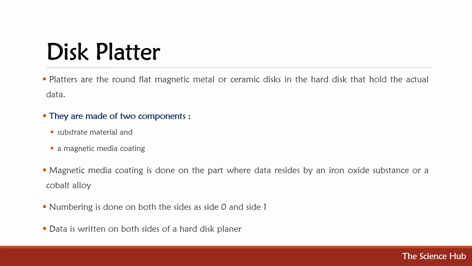Now let's see disk platter. Platters are the round, flat, magnetic metal or ceramic disks in the hard disk that hold the actual data. They are made up of two components, substrate material and a magnetic media coating. The magnetic media coating is done on the part where data resides, by an iron oxide substance or a cobalt alloy. Numbering is done on both sides as side 0 and side 1. Data is written on both sides of a hard disk platter.